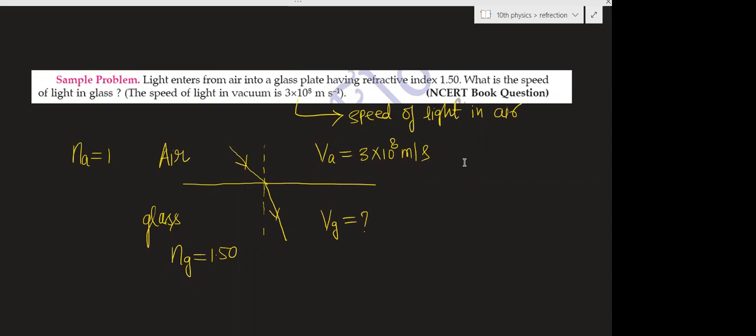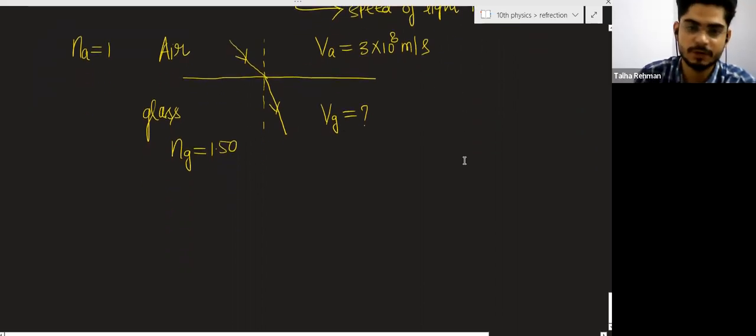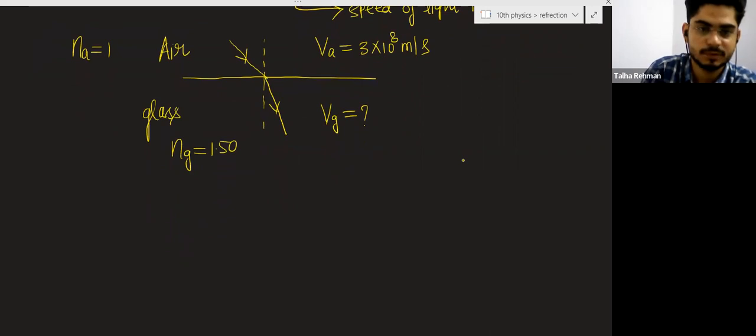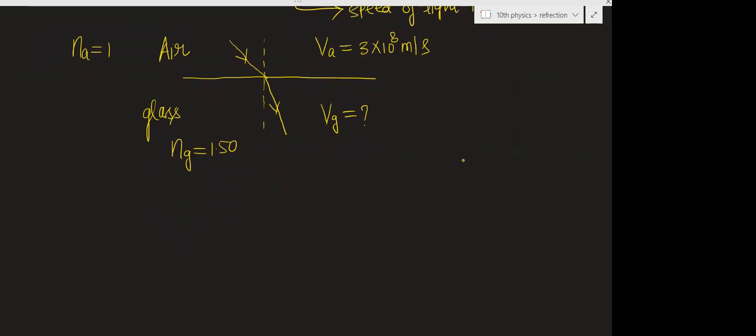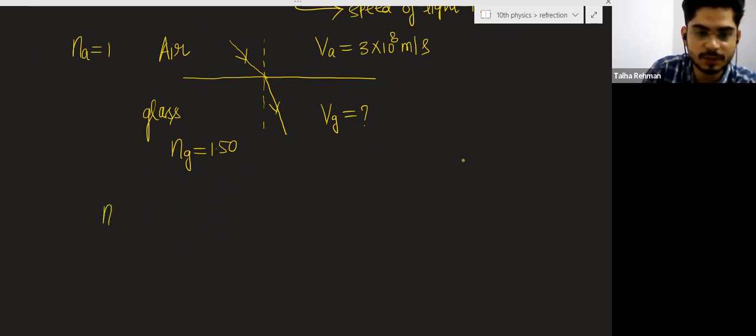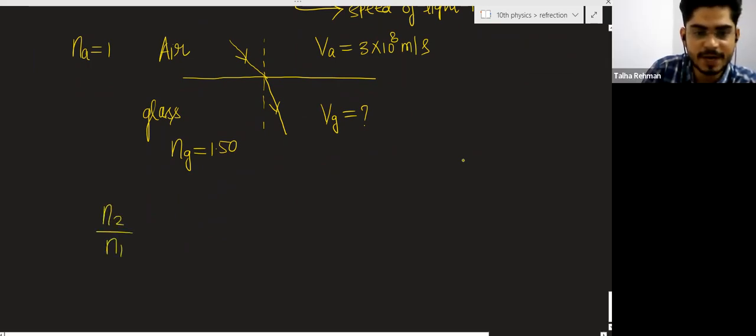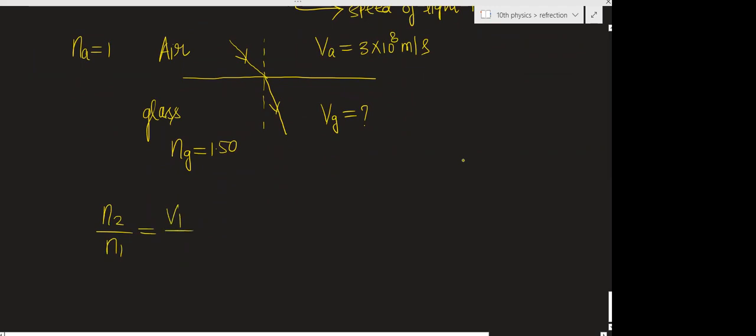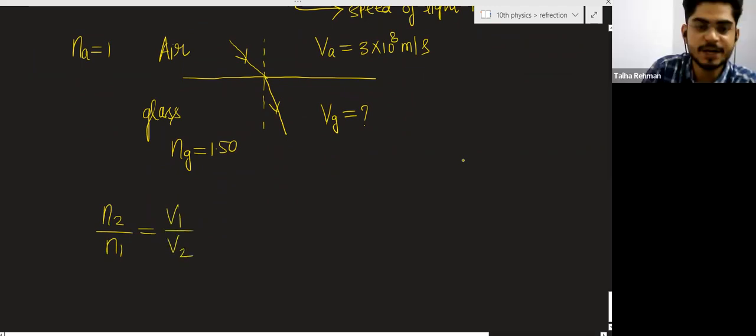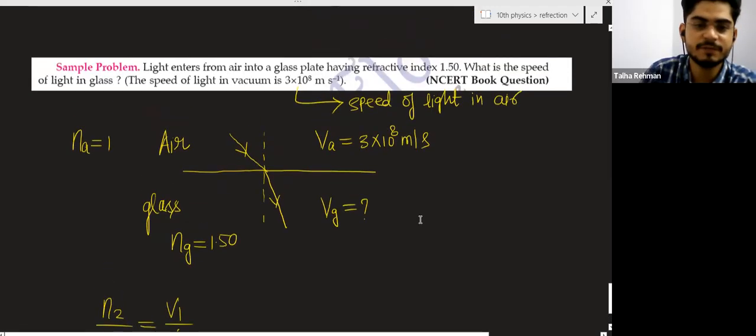Sir, is it 2 into 10 raised to 8? Very good, Azaan. So your answer is right. So what you have done, you have just applied this formula: N2 divided by N1 is equal to V1 divided by V2. You can take any medium as medium 1, any medium.